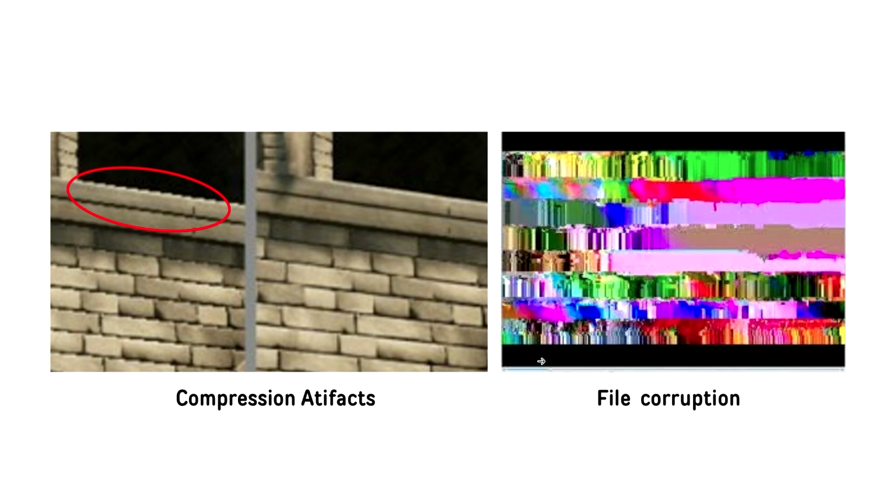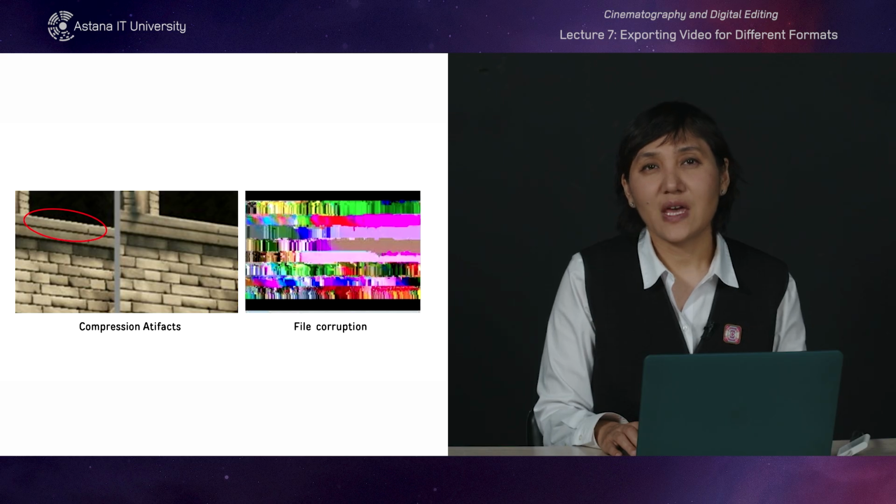Compression artifacts can also appear when the bitrate is set too low, leading to blocky or pixelated video, especially in scenes with a lot of motion. File corruption may occur if the export process is interrupted or if there is not enough storage space on the disk. Another issue can arise from aspect ratio distortions, where the video appears stretched or squished.